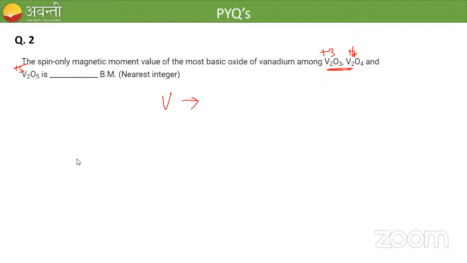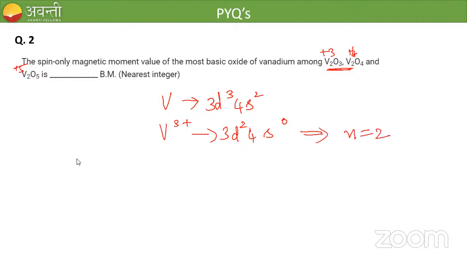The outer electronic configuration for vanadium is 3d3 4s2. Right? Very good. Vanadium 3+ means you have to remove 3 electrons, so we will have 3d2 and 4s0. 3d2 means what is the n value? The n value is equal to 2. So mu is equal to root of n into n plus 2, so 2 into 2 plus 2. 2 plus 2 is 4, and 4 into 2 is 8.